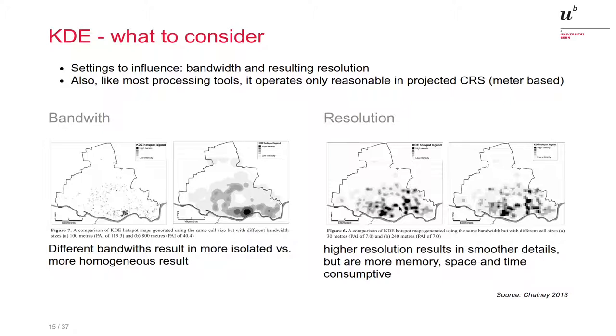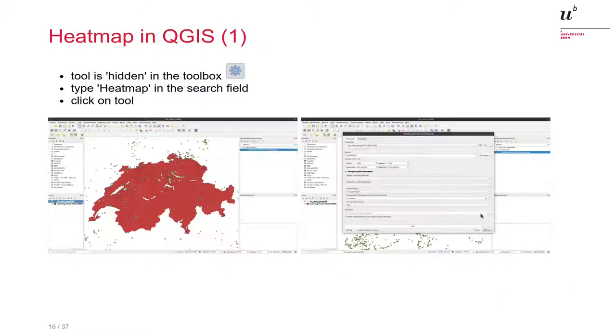And with respect to resolution, the higher the resolution of the final raster, the finer the result will be, but this comes at the cost of more data. So you need more memory to store the data, but also processing time will increase, and quite dramatically. So you should try to select a resolution that fits your needs and is not higher than you will in the end need. Okay, let's jump in and see how we can do that in QGIS.